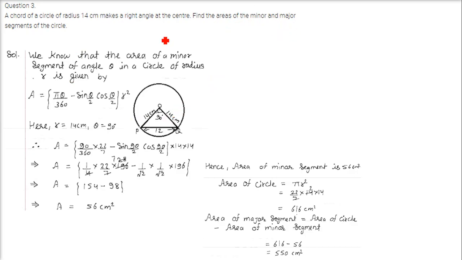A chord of length, radius 14 centimeter, makes the right angle at the center, find the areas of the minor and major segment of the circle. So this is just to show that in other way also you can do. This is another way to solve it.